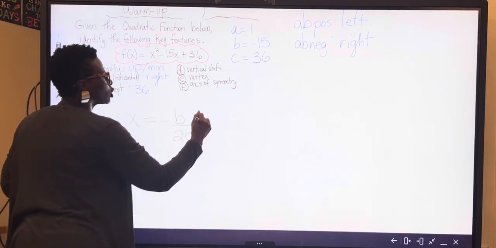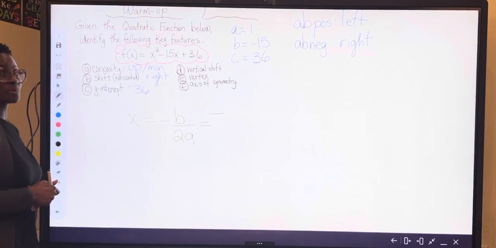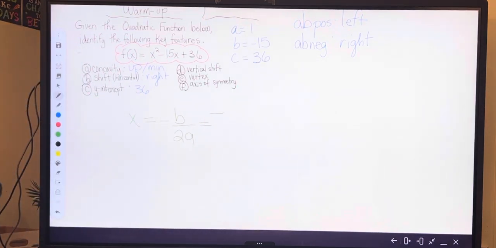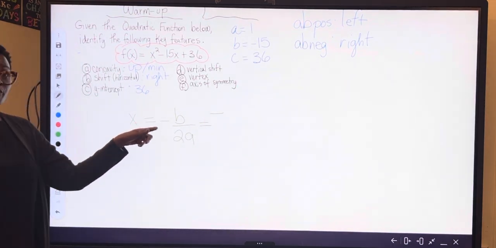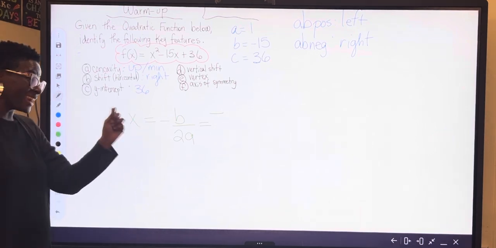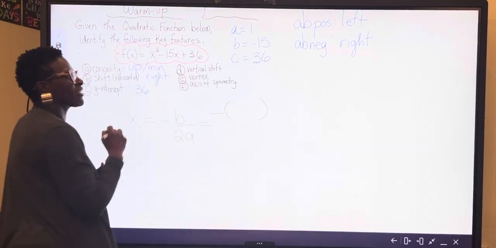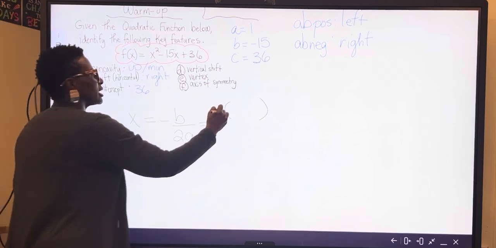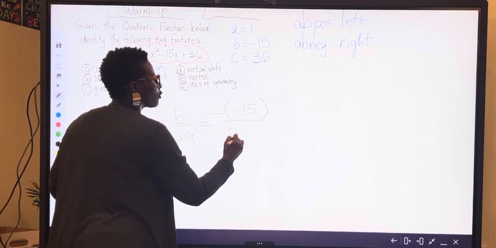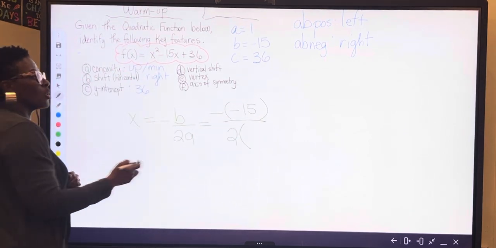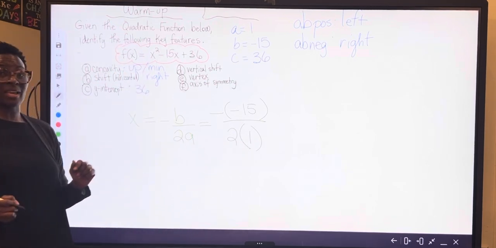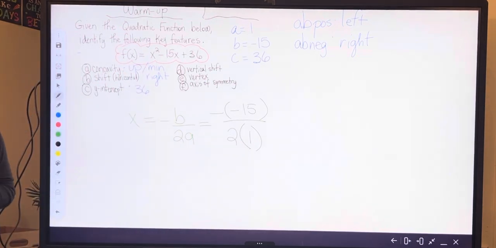All right, so we got our A, B, and C. Let's plug them in. So X equals negative. Where did that negative come from? Is that from my B? No, that comes from my formula. Are y'all with me? Now I'm going to plug in what came from my B, which is what? Negative 15. And I'm going to put that over 2 times 1, which is my A. Are you all following? Yes?